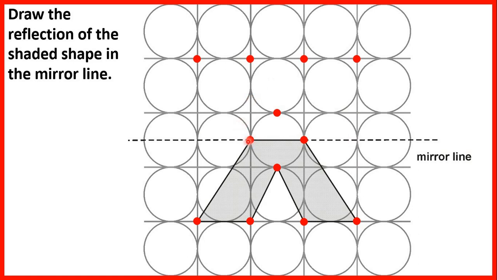So because this dot is connected to this dot here, we can draw a line here. Then we have a line across, so we can draw a line across, and then we can complete our shape by joining up our points, and we've reflected the shape in the mirror line because we have the same reflected on both sides.